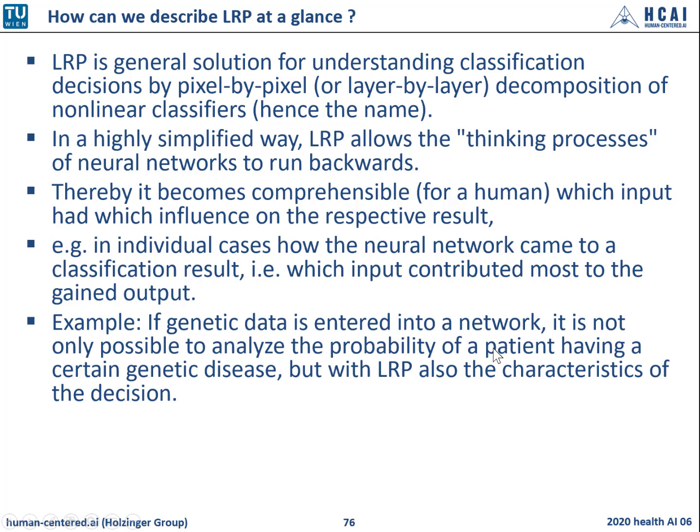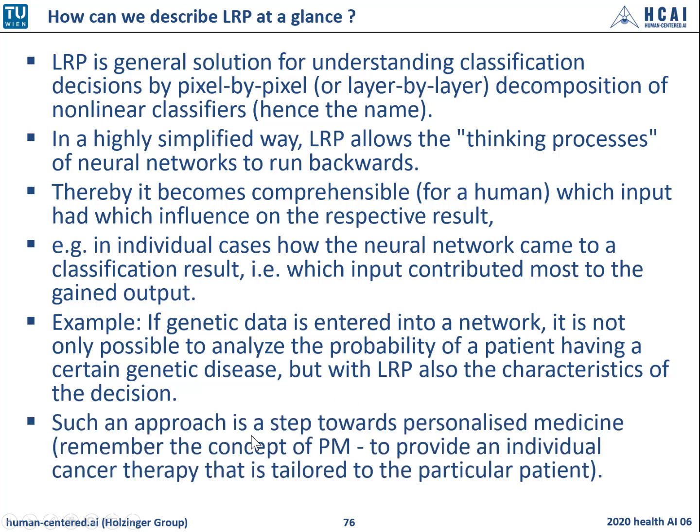And this is a good example. If genetic data is entered into a network, it is not only possible to analyze the probability of a patient having a certain genetic disease, but with LRP you can also see the characteristics of the decision. And such an approach is a step towards personalized medicine. Remember the concept of personalized medicine, to provide an individual cancer therapy that is tailored to the particular individual patient.